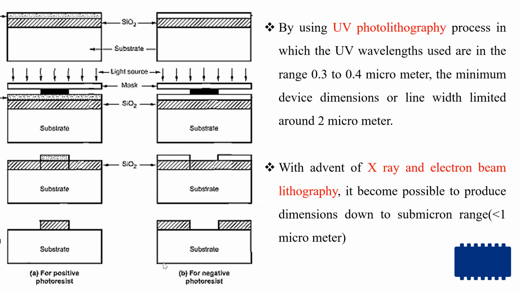involve photolithography using the UV photolithography process, in which the UV wavelength used is in the range 0.3 to 0.4 micrometer. The minimum device dimensions are limited to around 2 micrometers. With the advent of X-ray and electron beam lithography, it became possible to produce dimensions down to the submicron range, that is less than 1 micrometer.